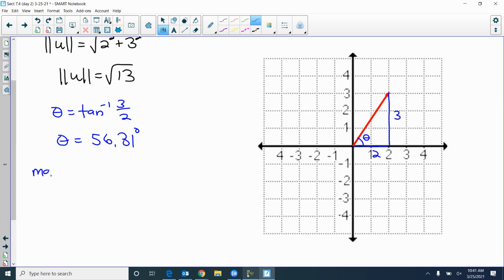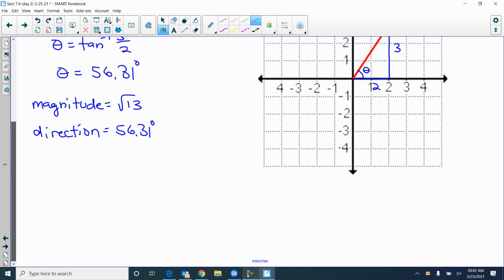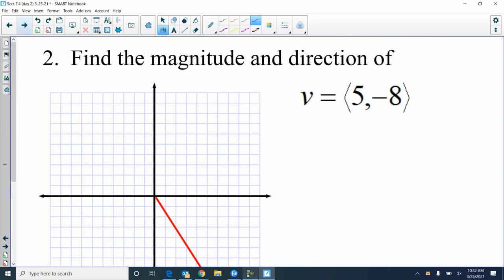So magnitude, square root of 13 is fine. If they want it in a decimal as well, we can round it if need be. And then direction, we got no choice to have a decimal here. 56.31 degrees. All right, if it's in quadrant 1, it's a little bit easier. What you got to watch is if it's not in quadrant 1. So take a look at this one here.